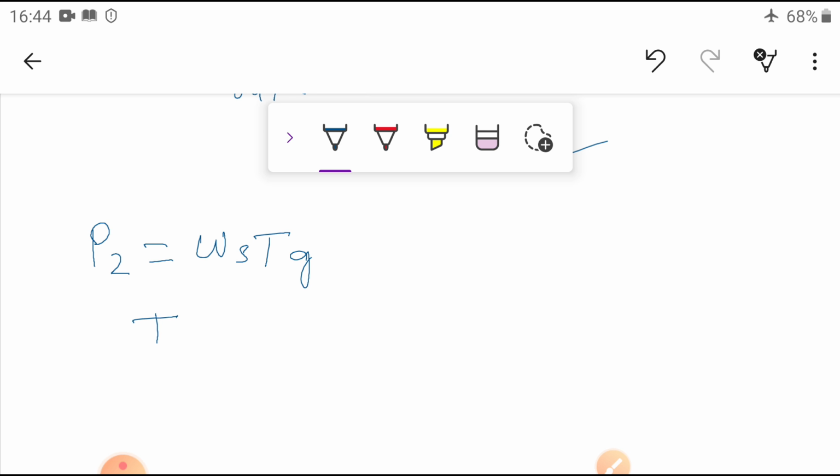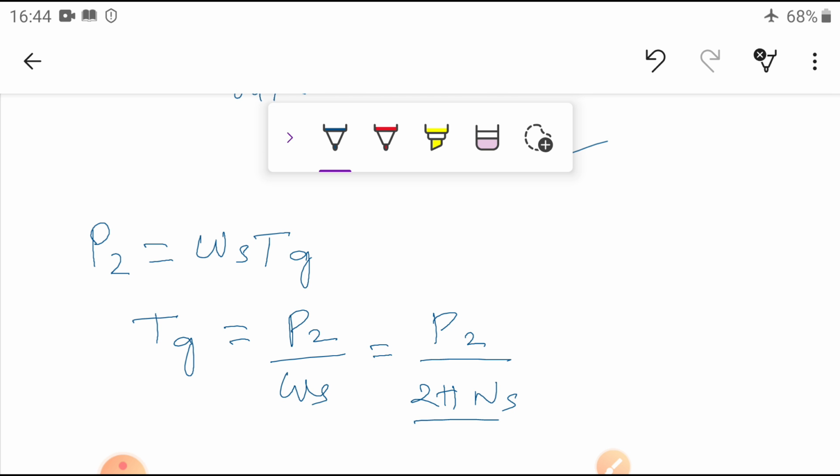Then I can write TG, gross torque, in terms of P2 by omega S, the angular velocity. So what is the omega S? 2 pi N S by 60. Okay, that is in RPS, so we are going to convert it into RPM. Now we are going to get P2 into 60 divided by 2 pi N S.